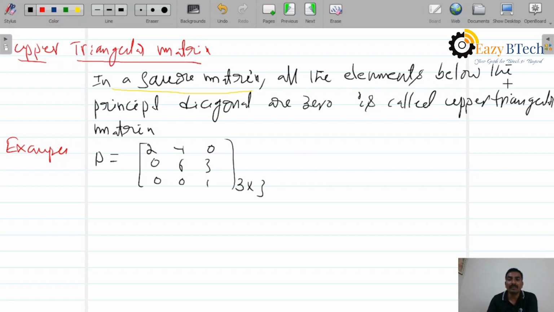All the elements below the principal diagonal. What is the principal diagonal here? First observe what is the principal diagonal. This is the principal diagonal. So all the elements below the principal diagonal are equal to 0. See this one, 2 6 1, this is the principal diagonal. All the elements below the principal diagonal are 0 0 0. Therefore it is an upper triangular matrix.